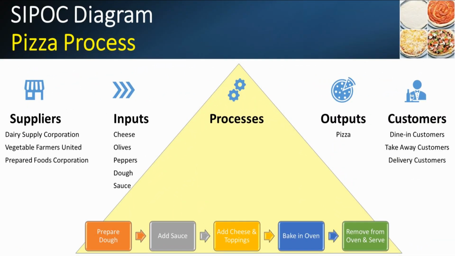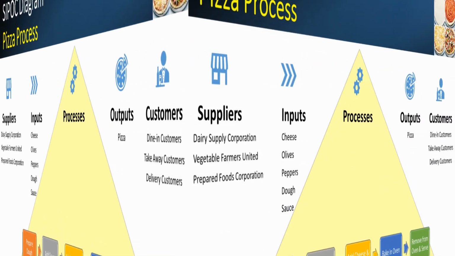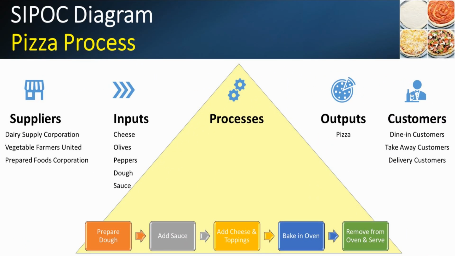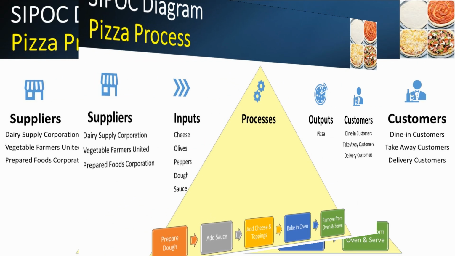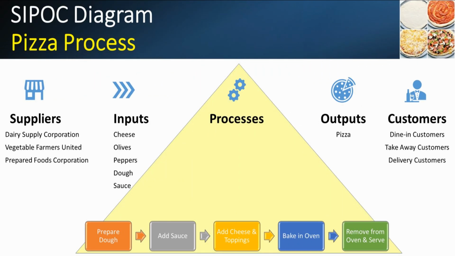Outputs or the process outcomes are a hot and delicious pizza. Yummy. Customers who receive and enjoy the outcomes might be dine-in customers, takeaway customers, and delivery customers. Now, let's discuss how we can use the SIPOC diagram to improve making a pizza process and the lessons we can learn from it. Suppliers.